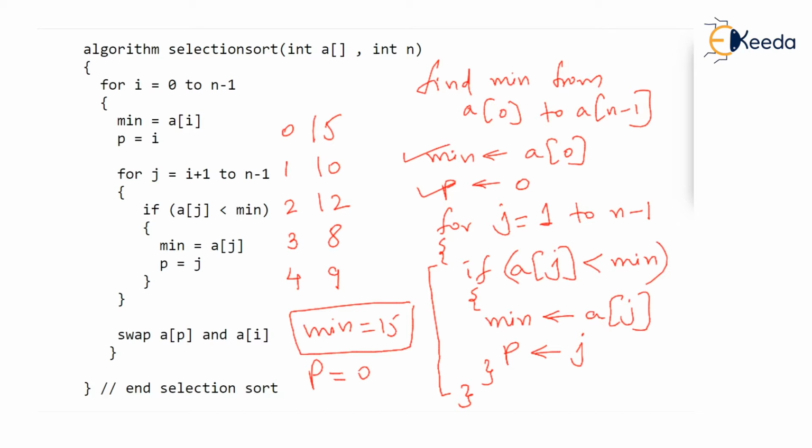Now we start j with 1. Check the for loop. So if j begins with 1, we are going to ask if aj is less than min. Is this aj, 10, less than 15? Yes. Then we update min. Check the arrow here on the right side of the screen. We update min. Min will become equal to 10. That is aj. And p will become equal to j. Check. j is 1 right now.